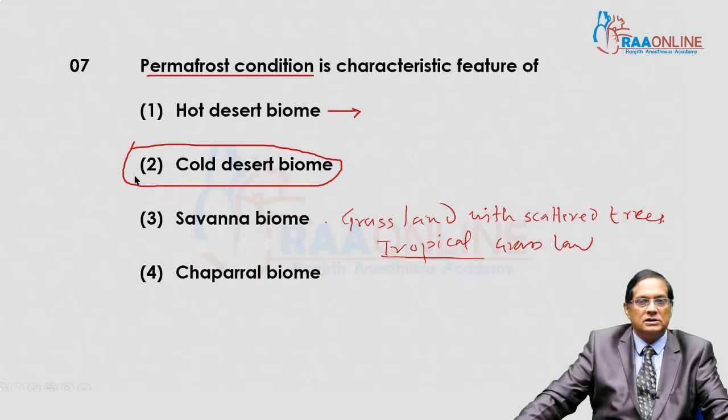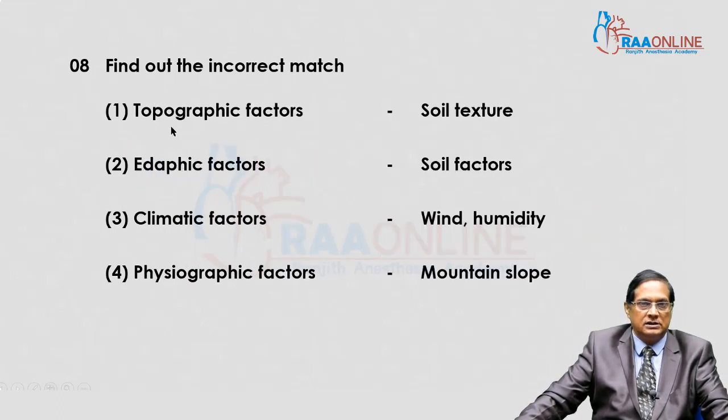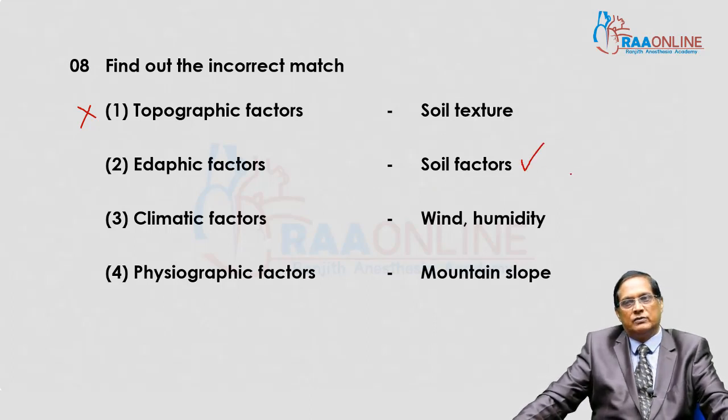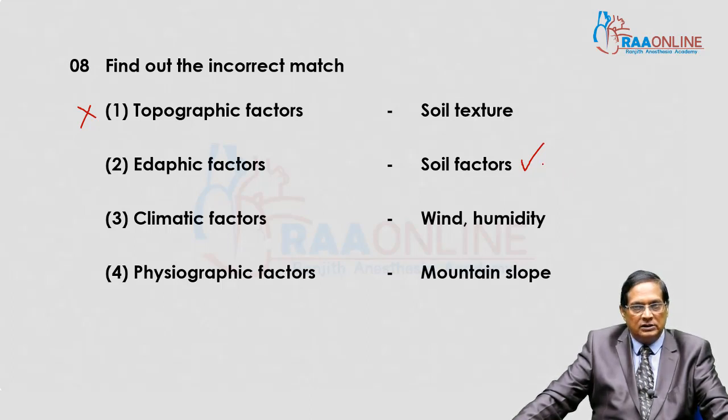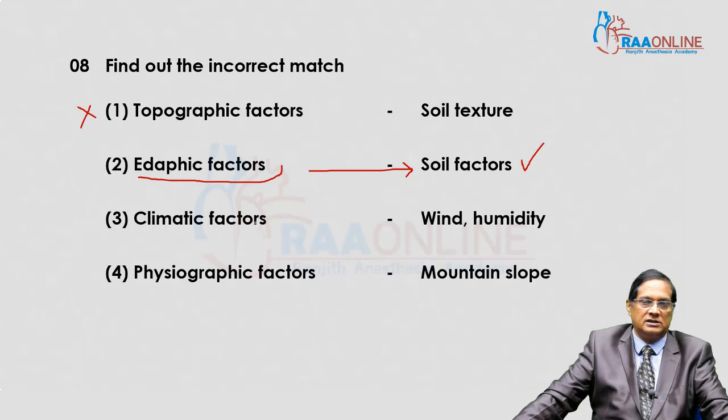So here the question is cold desert. Find out the correct match. Topography, soil texture: wrong. It indicates the type of soil surface. The first one is wrongly matched. Edaphic factor, yes, soil factor, that is how soil is formed, what type of soil is there, what is the chemical nature of soil, and what is the other content, mineral content in soil, water content in soil, all are dealt under edaphic factor. That is, the study of soil is known as edaphology and it is dealt under edaphic.